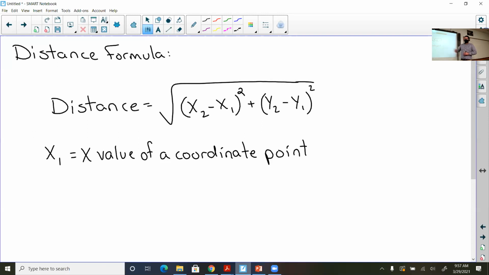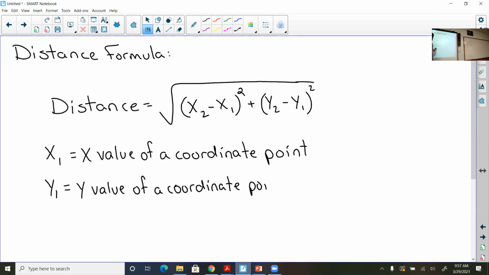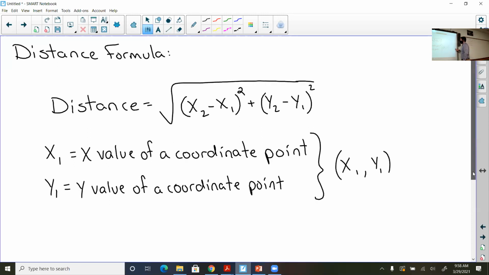So when I am finding the distance between 2 points, I'm assuming that I have coordinate 1 and coordinate 2. So x sub 1 is the x value of a coordinate point, and y sub 1 is the y value of a coordinate point. And together, they make x sub 1, y sub 1. So the coordinate point of x sub 1, comma, y sub 1. So they are always with each other because they're both the same point.